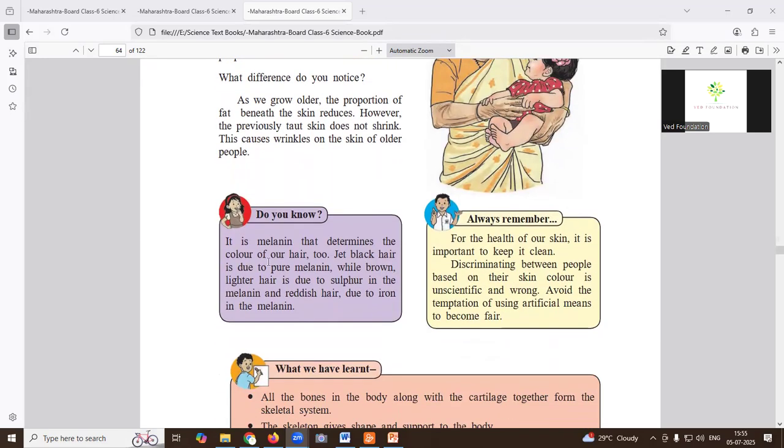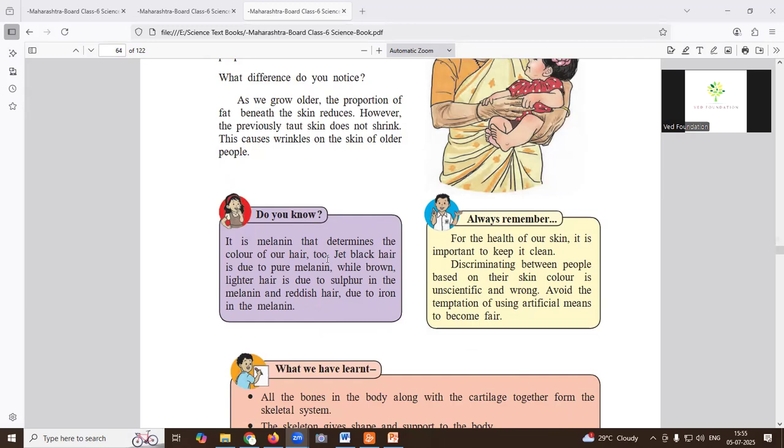Okay, do you know, it is the melanin that determines the color of our hair too. तो हेयर का कलर भी मेलानिन पर डिपेंड करता है. Jet black hair is due to pure melanin, while brown lighter hair is due to sulfur in the melanin and reddish hair is due to iron in the melanin. अगर मेलानिन में आयरन है तो रेड कलर के हेयर होते हैं.